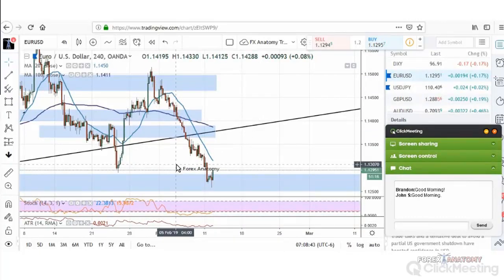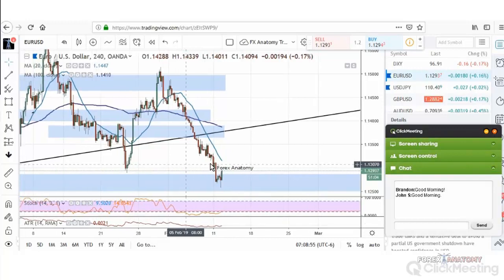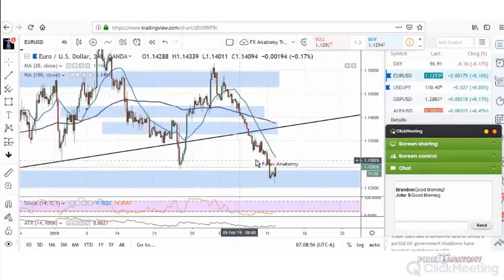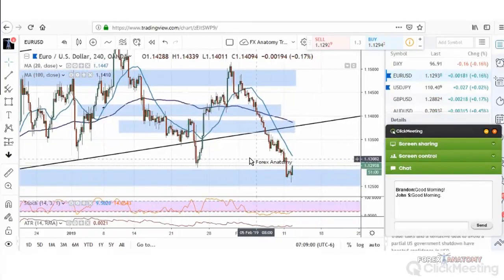Remember, the trend is your friend. You want to stay on the side of the trend until you see signs that the trend may be changing, or there may be a reversal setting up. But let me just tell you what I'm looking for now as far as a sell opportunity, and then I'll tell you what I'm also looking for as well.